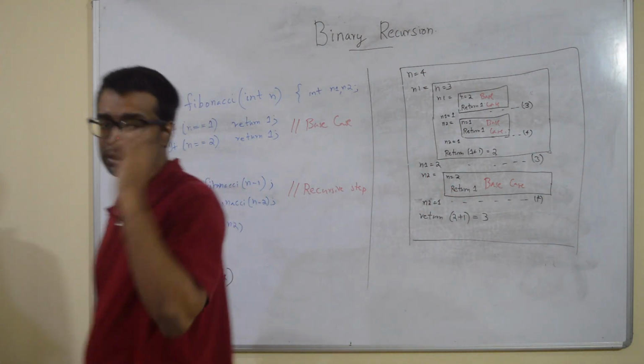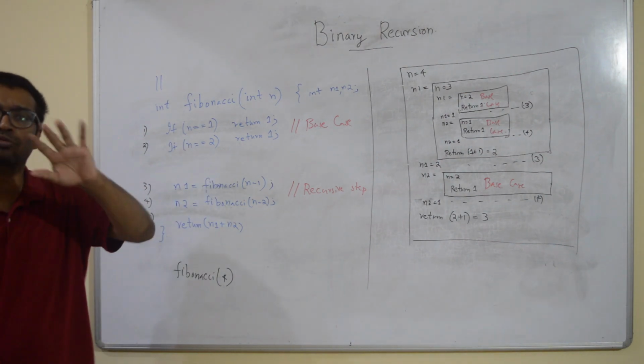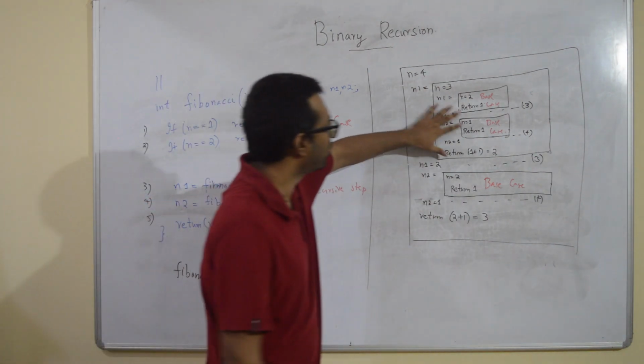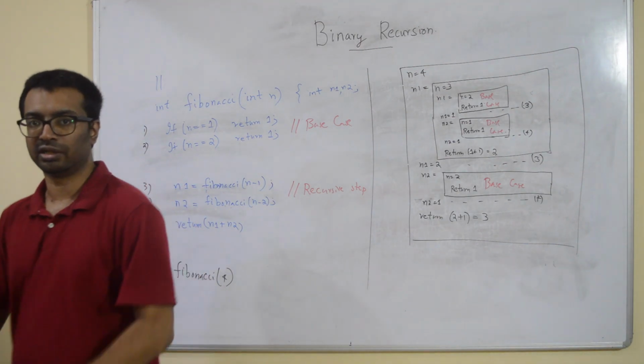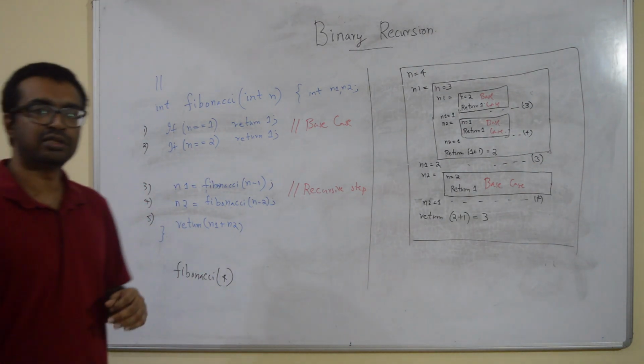Okay, so this is binary recursion. You can think of multiple recursion where there are multiple calls, and how will it look? There are going to be multiple boxes here. Okay, so that's the next level of recursion. So this much is good.